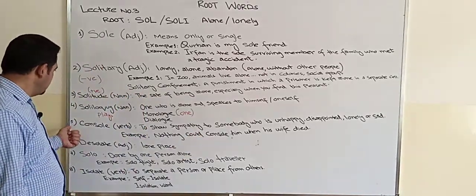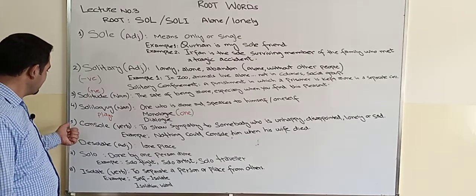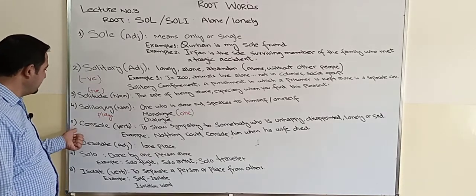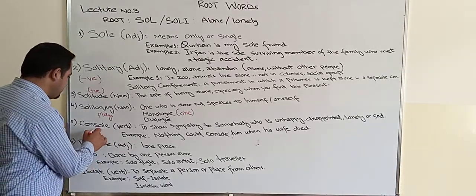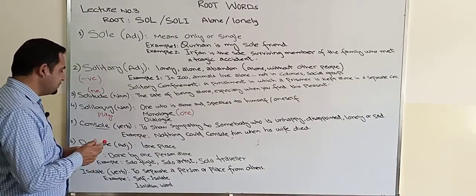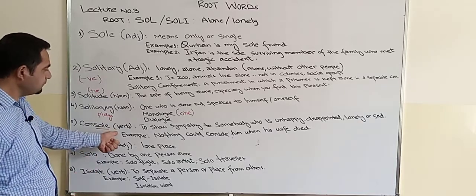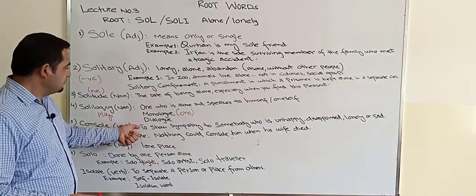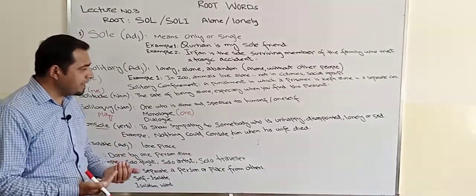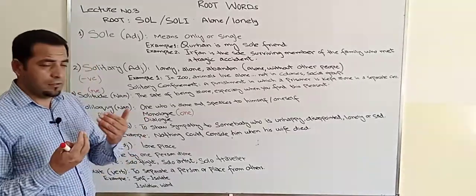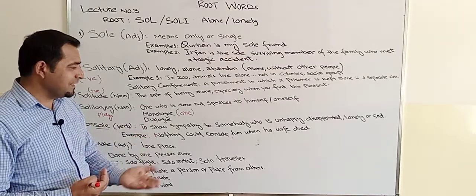Okay, so moving ahead, the fifth word I have is console. Now again, we find the root word here, sol. It's a verb. What does it mean? To show sympathy to somebody who is unhappy, disappointed, lonely, or sad.